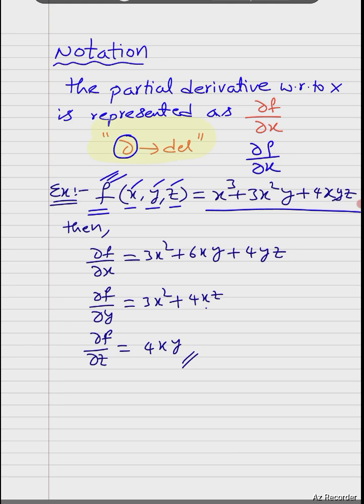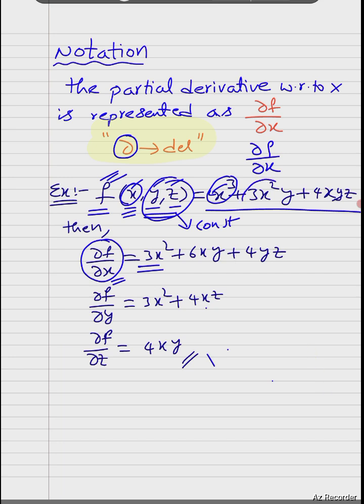Now the function is given like this: x cube plus 3x square y plus 4xyz. When y and z are not changing but x is changing, what's the derivative of the given function? It can be written as del f by del x. Del f by del x means y and z are constants and x is a variable, so we do the derivative only for x. The derivative of x cube: the power comes forward and the power is reduced by 1, so it becomes 3x square.